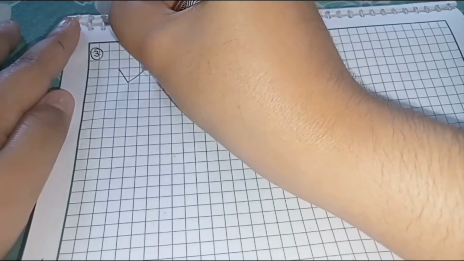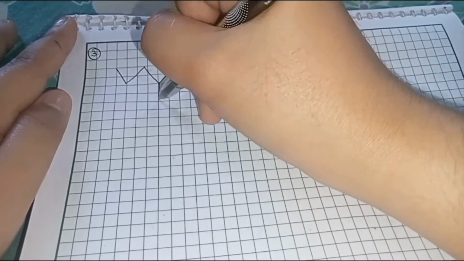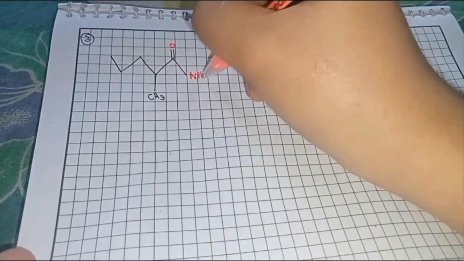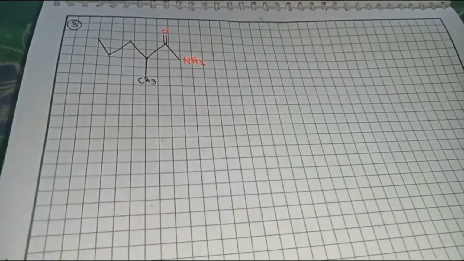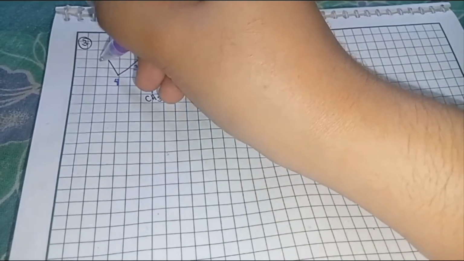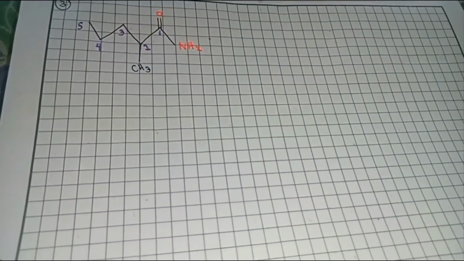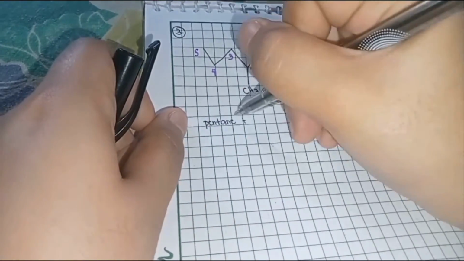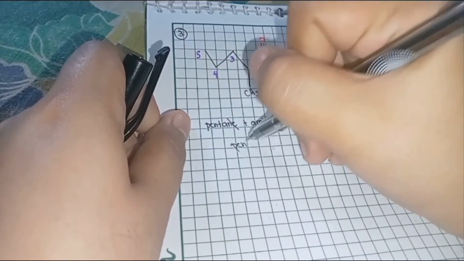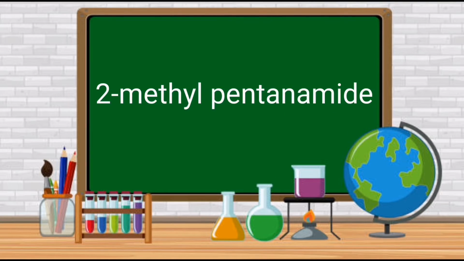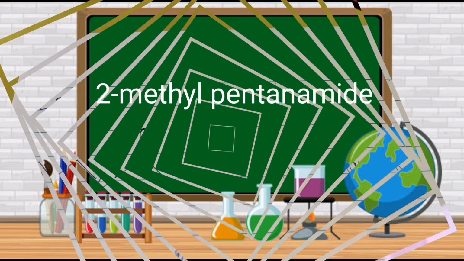How would you name this kind of amide? By the way, this is a primary amide because the nitrogen atom is only attached to 1 carbon. Now, we have a total of 5 carbons in the parent chain. So instead of saying pentane, we're going to have pentanamide. Drop off the E and add the word amide. And we have a methyl group on carbon 2. Therefore, this is going to be called 2-methylpentanamide.